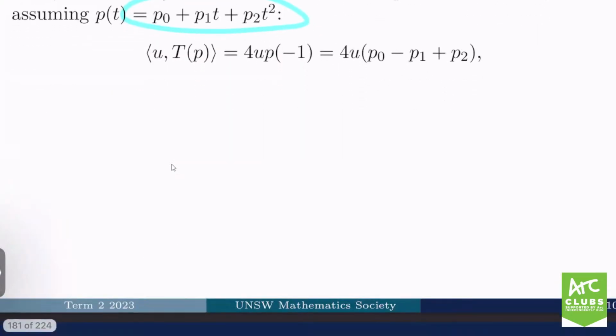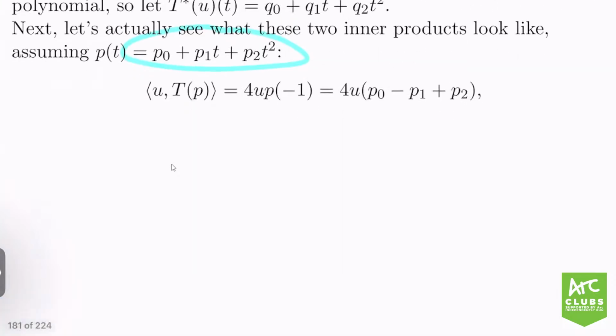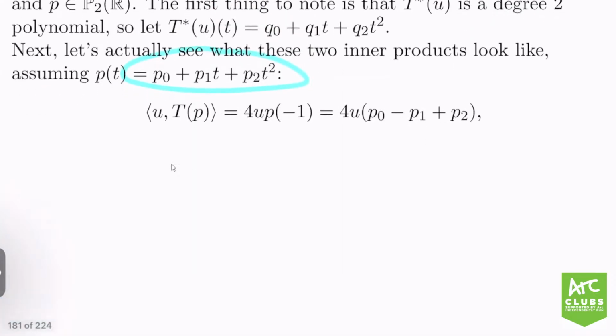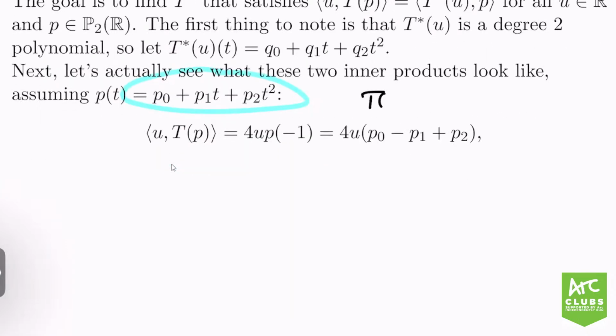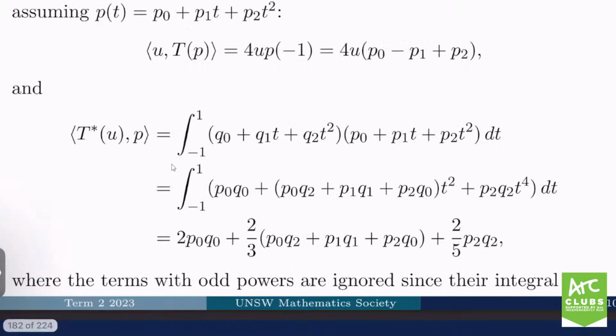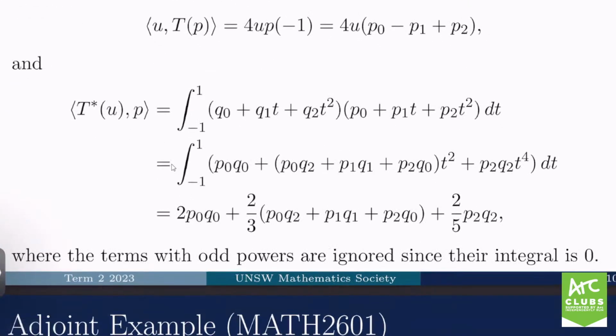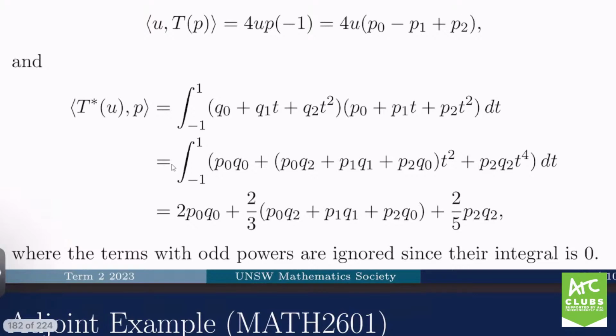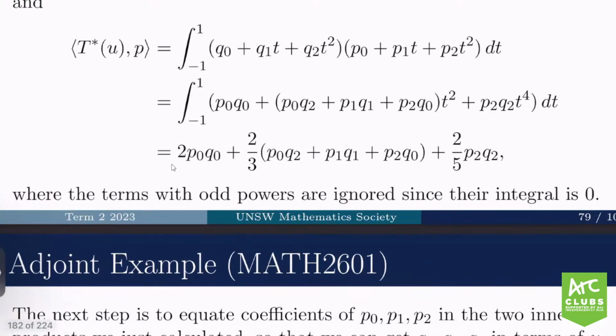So the inner product between u and T of p will be 4 times u times p of -1, because remember T of p equals p of -1. Now p of -1 will just equal this because we're subbing t equals -1 into that equation. Now we'll find the other inner product. T star of u and p will be this integral between these two polynomials. We can expand everything out and use the given identity, and we'll get that this is our inner product.